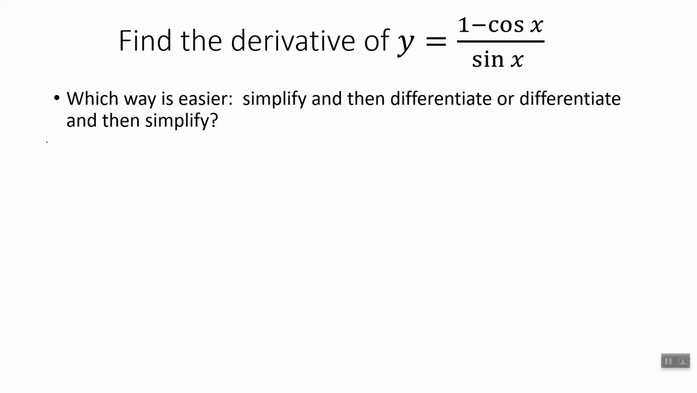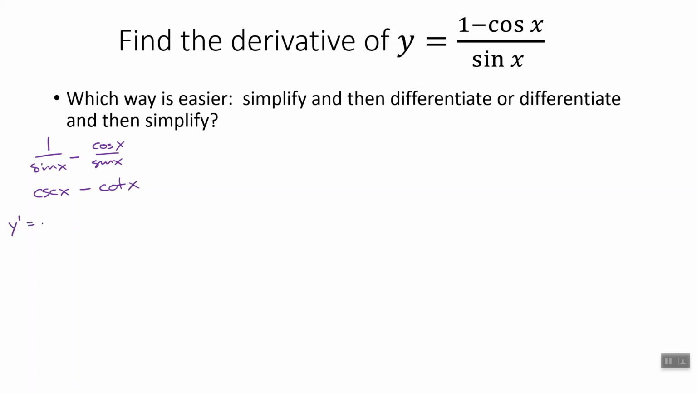So if we divide everybody first, we have 1 over sine of x minus cosine of x over sine of x. 1 over sine is cosecant. Cosine over sine is cotangent. So now we can take the derivative of that. It's just two derivative rules.